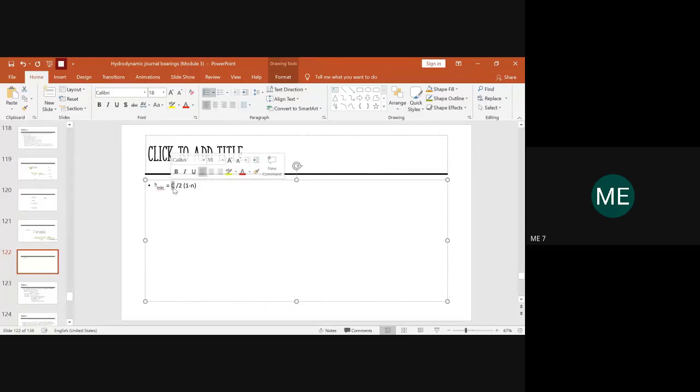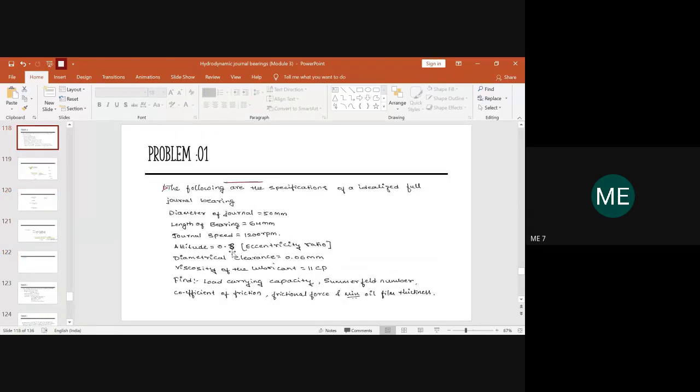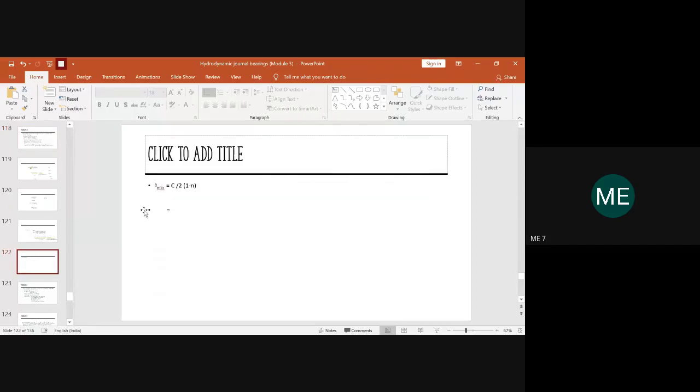Remember, it is only the diametrical clearance divided by 2 into 1 minus n. So kindly do substitute and let me know the answer. So diametrical clearance, what is the value we had obtained? It is given in the question, it is 0.06, right? So substitute 0.06 into 10 raised to the power minus 3, divided by 2 into 1 minus our eccentricity ratio, which is 0.8, right? So substitute and find out what is the h minimum we are getting.